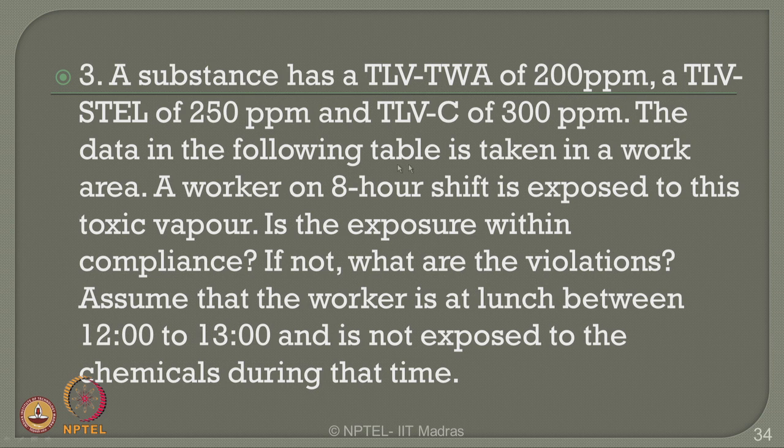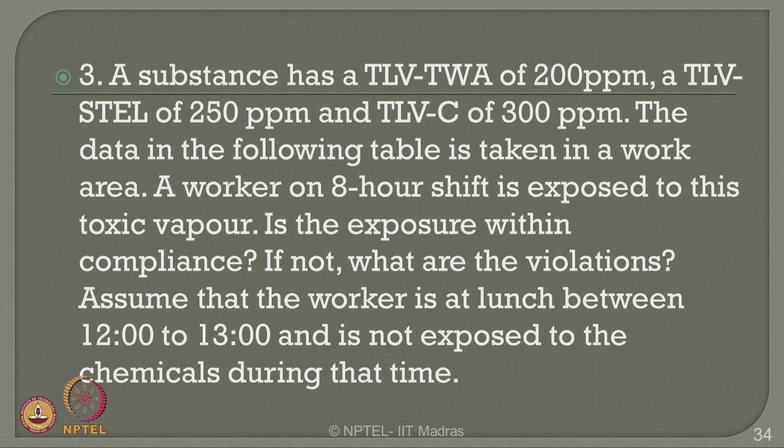Now, the data in the following table is taken in a work area. A worker on an 8-hour shift is exposed to this toxic vapor. The question is, is the exposure within compliance limits? If not, what are the violations? Assume that the worker is at lunch between 12 to 13 hours and is not exposed to these chemicals during that time.